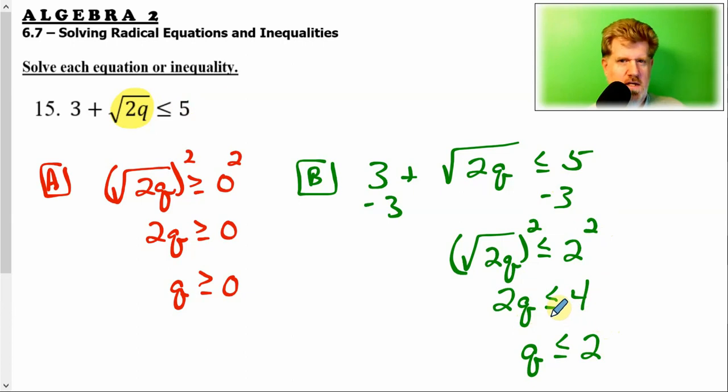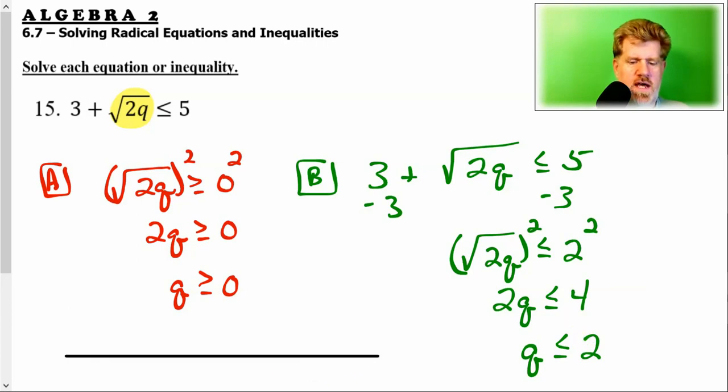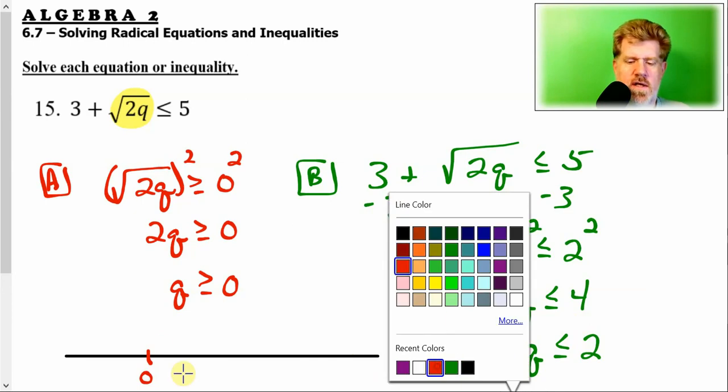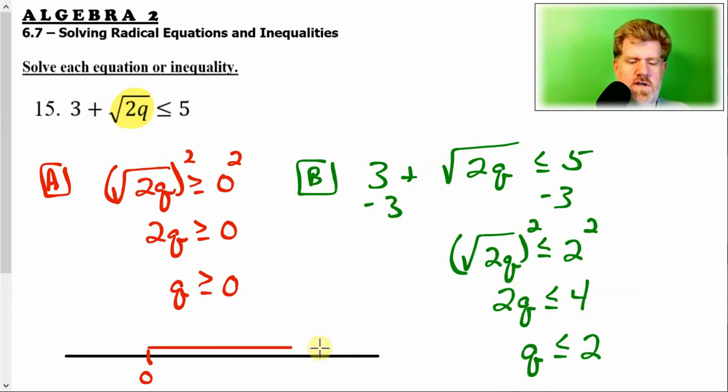So if you think about it, q has to be greater than 0, but it also has to be less than 2. So on the number line, I have my two answers. My answer to my first equation was 0. And I knew that it had to be everything greater than 0. It has to go off this way.